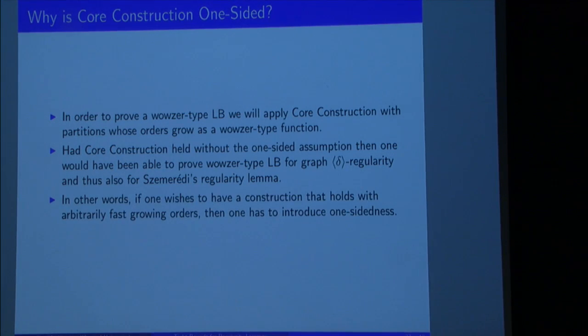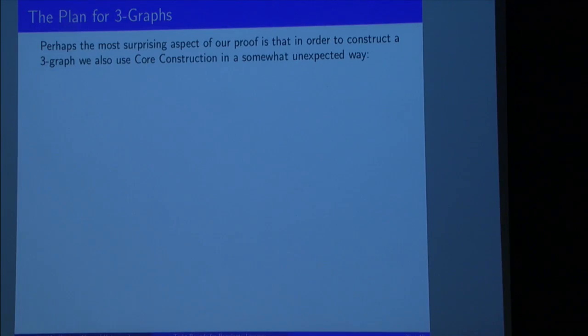So in other words, if one wishes to have a construction that holds with arbitrarily fast growing orders, which we need for our hypergraph lower bounds, one has to introduce one-sidedness. Okay. So here is the plan for tri-graphs, and I will end here, or maybe in the next slide.